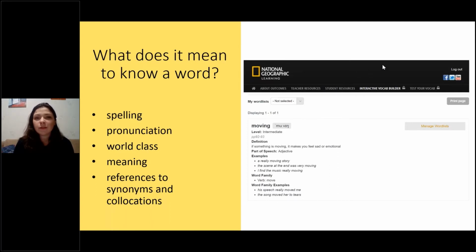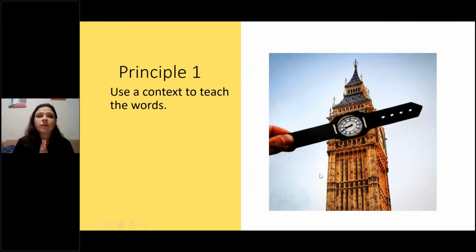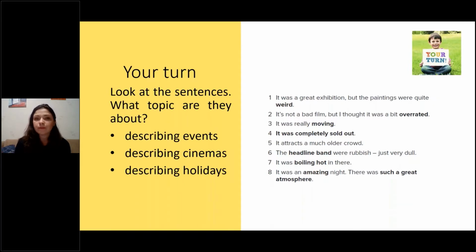Okay, thank you very much for all your comments. So our principle 1, to help our students know about words better, is to use a context to teach the words. In this case, it will be much easier for them to understand how these words should be used. They see very clear examples and they can use these examples and then make their own using what they see. Now your turn.